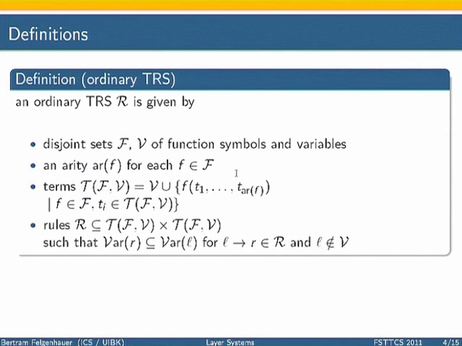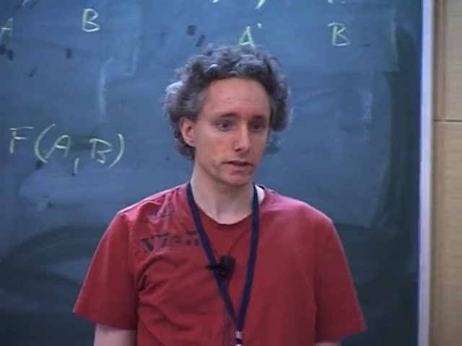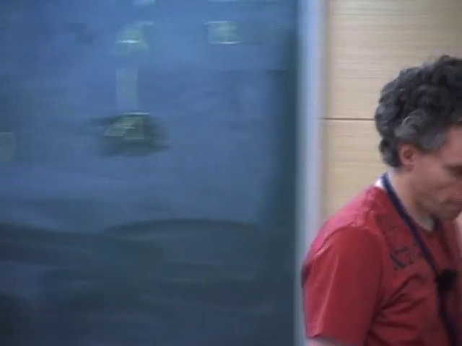Because if the left-hand side is a variable, well, we could replace any subtree or subterm of a given term by the right-hand side, and that's, well, a fairly degenerate case. So that's the ordinary TRS.